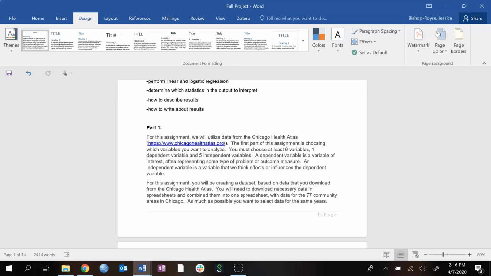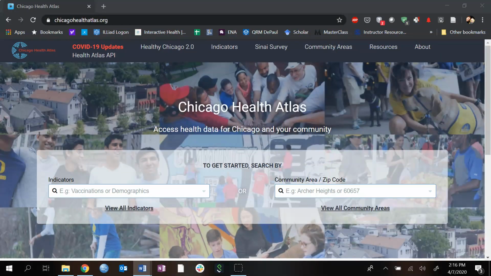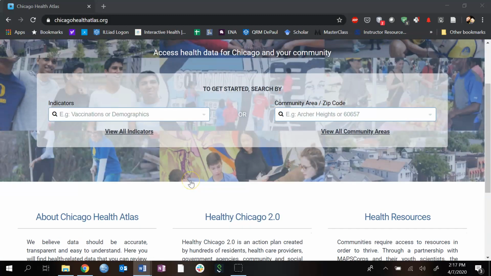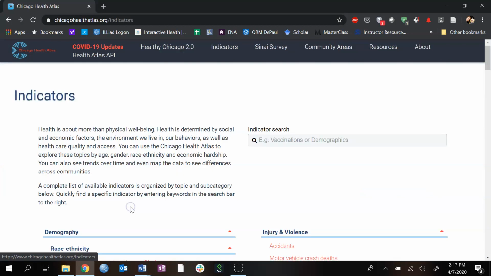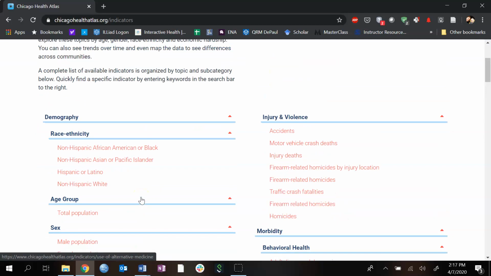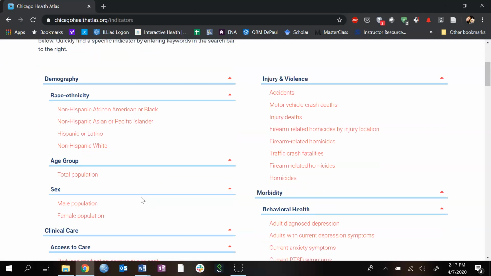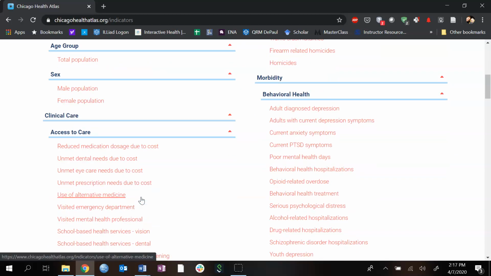Okay, so we're going to start by looking at the Chicago Health Atlas. Now, if you go to chicagohealthatlas.org, you'll see this page, and you'll have a couple different ways to look at this data. I think it's easiest to just click on View All Indicators, because here you can drill down to all the things that you're interested in, and basically look at the various items that are in the Chicago Health Atlas.